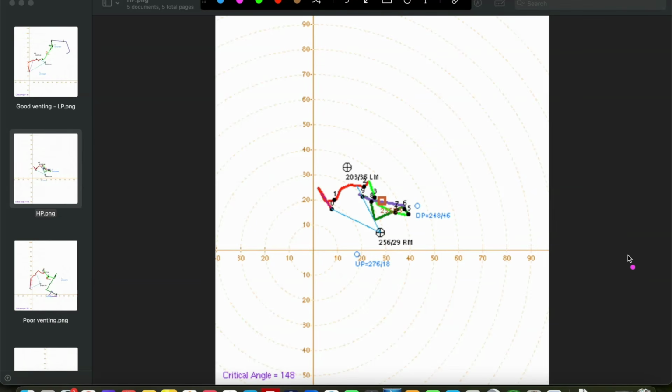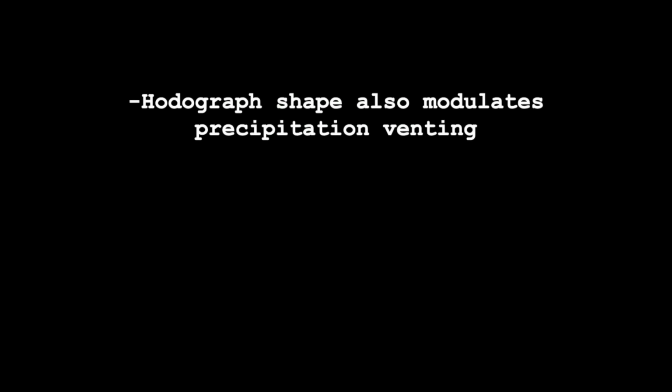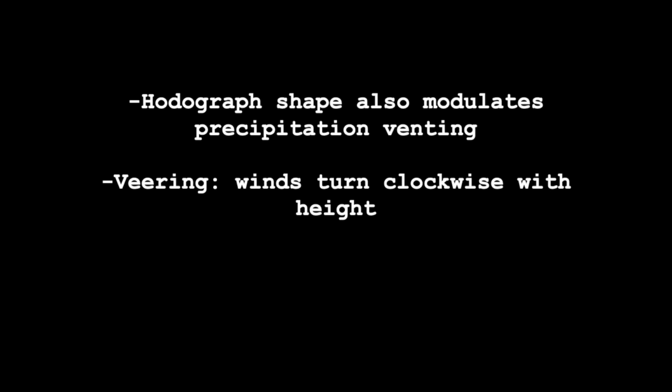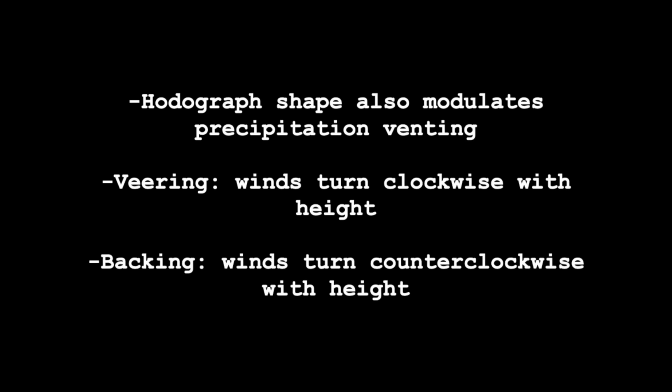more high precipitation supercells. The shape of the hodograph and the configuration of the winds aloft also modulates how precipitation is vented away from an updraft. This is where veering and backing of the winds come in. Veering means that the winds turn in a clockwise direction with height, whereas backing is when the winds turn in a counterclockwise fashion with height.